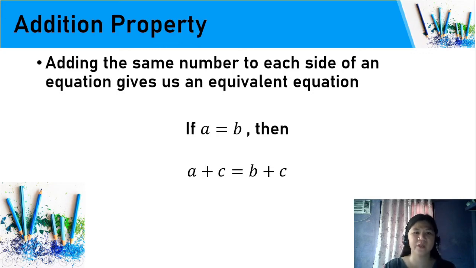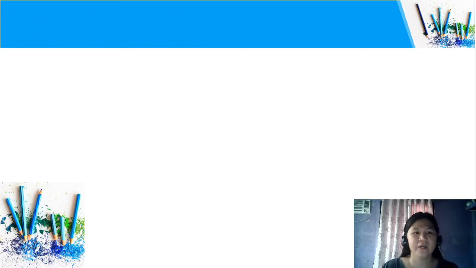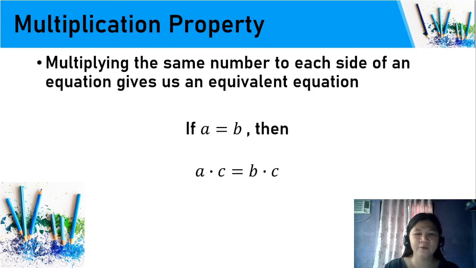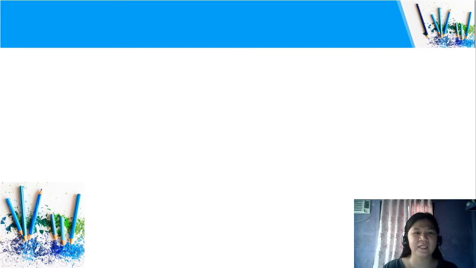The same goes with the multiplication property. Multiplying the same number to each side of an equation gives us an equivalent equation. So if we multiply c to both sides of the equation a equals b, then we could have a times c is equal to b times c.